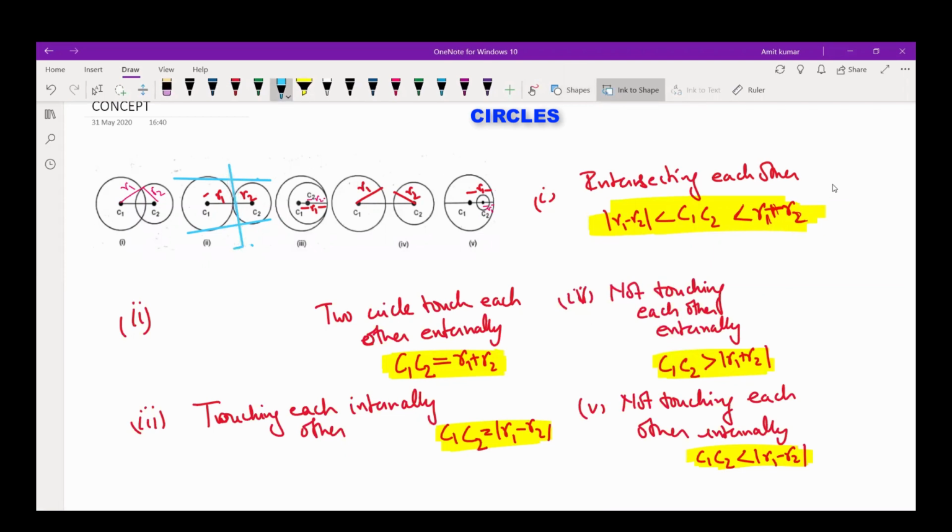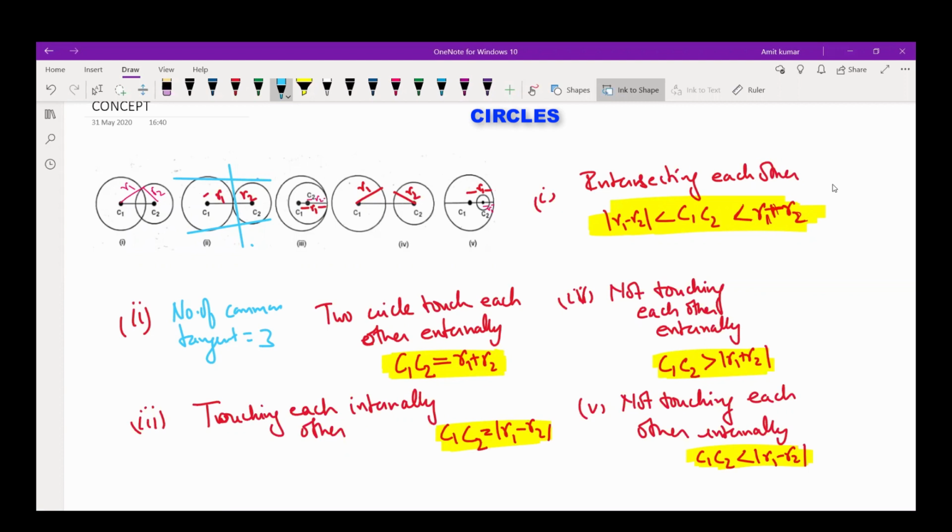So if we have to find out common tangents without using the diagram, we can just find the centers of the two circles and check the relation between the centers and the radii. If C1C2 is equal to R1 plus R2, then in that case, the number of common tangents comes out to be 3, as you can see in the diagram.